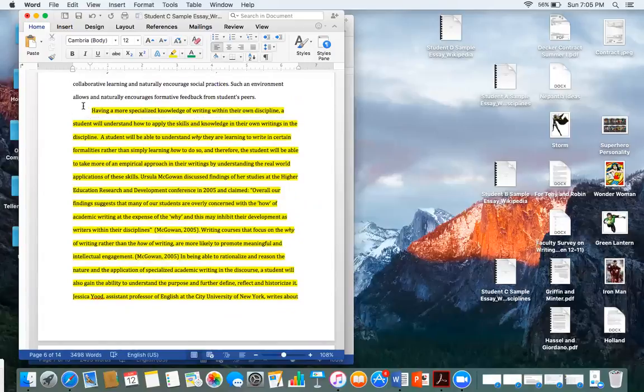Having a more specialized knowledge of writing within their own discipline, a student will understand how to apply the skills and knowledge in their own writings in the discipline. A student will be able to understand why they are learning to write in certain formalities rather than simply learning how to do so. And therefore, the student will be able to take more of an empirical approach in their writings by understanding the real-world applications of these skills.